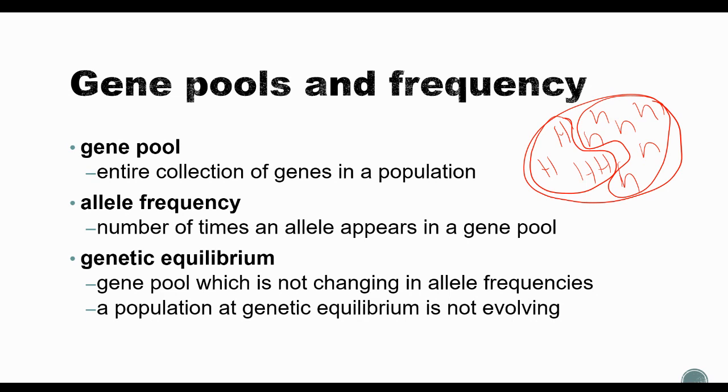Now, we're not worried about what individuals have phenotypically. What we're worried about is just the allele frequency. Genetic equilibrium is a gene pool which is not changing in allele frequencies. So your gene pool is going to be relatively stable. You're going to have about the same number of big H's as little h's, for example. A population that is at genetic equilibrium is one that is not evolving.